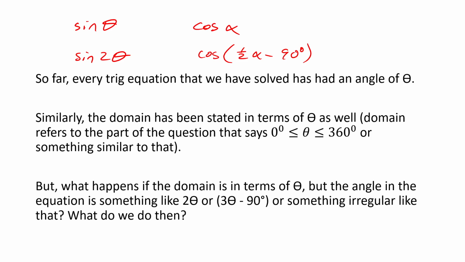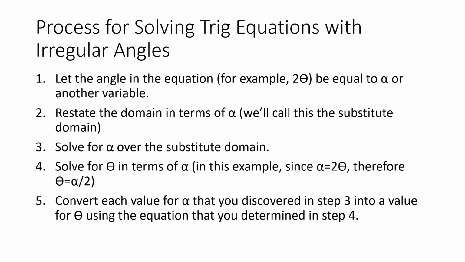And similarly, the domain's been stated in terms of theta. That's the part that says something like 0 degrees less than or equal to theta less than or equal to 360. But what if the domain's in terms of theta, but the angle is something like 2 theta or 3 theta minus 90, something irregular? Then what do we do? Well, what we do is follow this process.